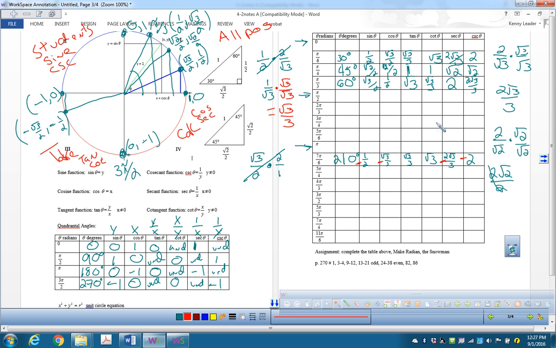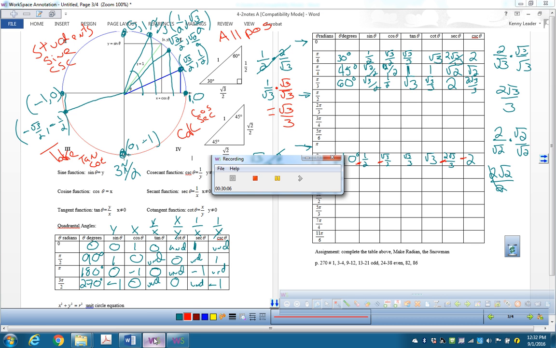So I'm going to give you guys time to fill in the rest of the chart, okay? And then you can work on your Radian Man as well, and then we'll check them off. Yeah, the Radian Man and the chart and the homework. Okay, so you can work now on the chart and the Radian Man.